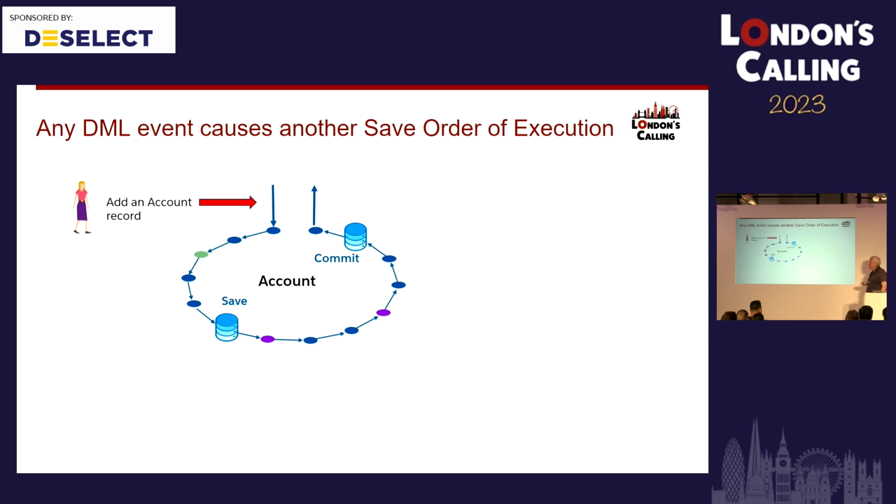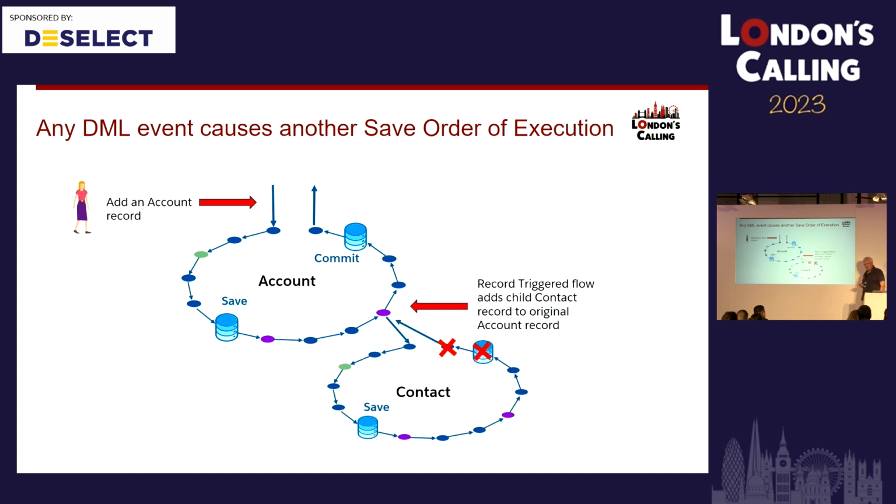And in fact, anything that does another DML, data manipulation language, insert, update, delete, undelete, anything that does one of those before we get to that final commit point, like you might be adding an account record, and maybe you build a record-triggered flow to add a child contact record, which would be a sensible thing to do. It's not unreasonable. It's going to generate another order of execution. If you get carried away with your automation, you're going to end up with more rings than the Olympics going on. So you get to see the size of what we would call a transaction can be enormous, and it can be quite complicated to understand what is going on in here.